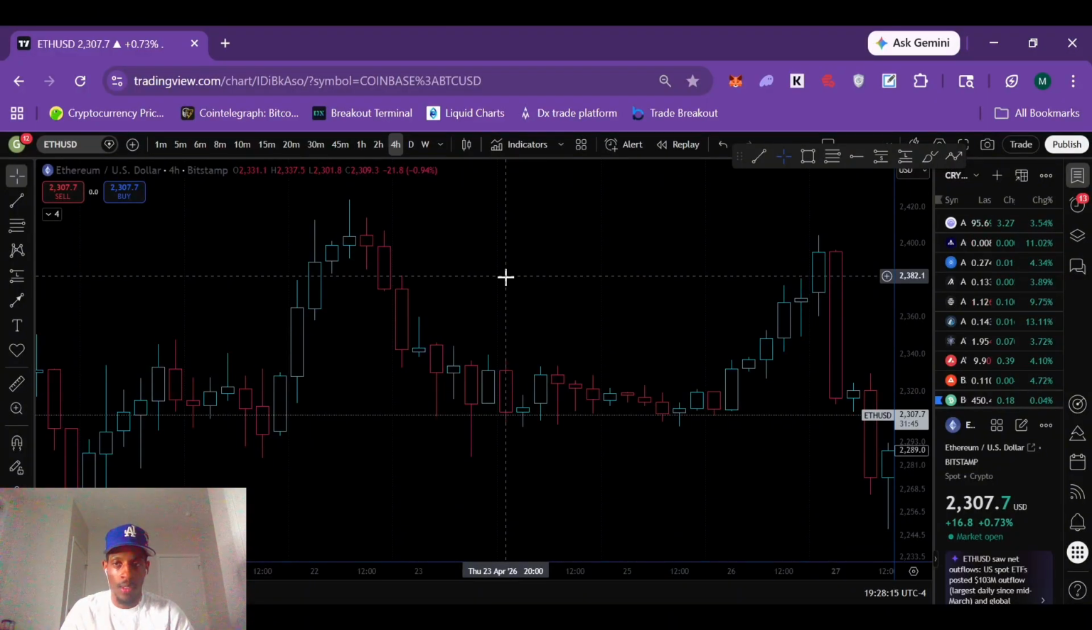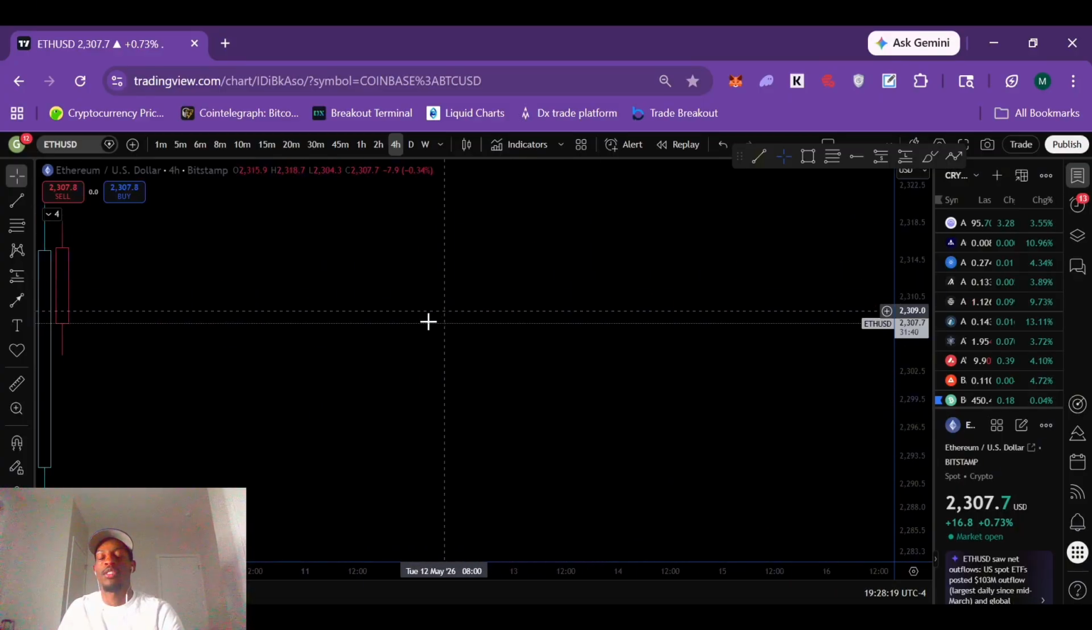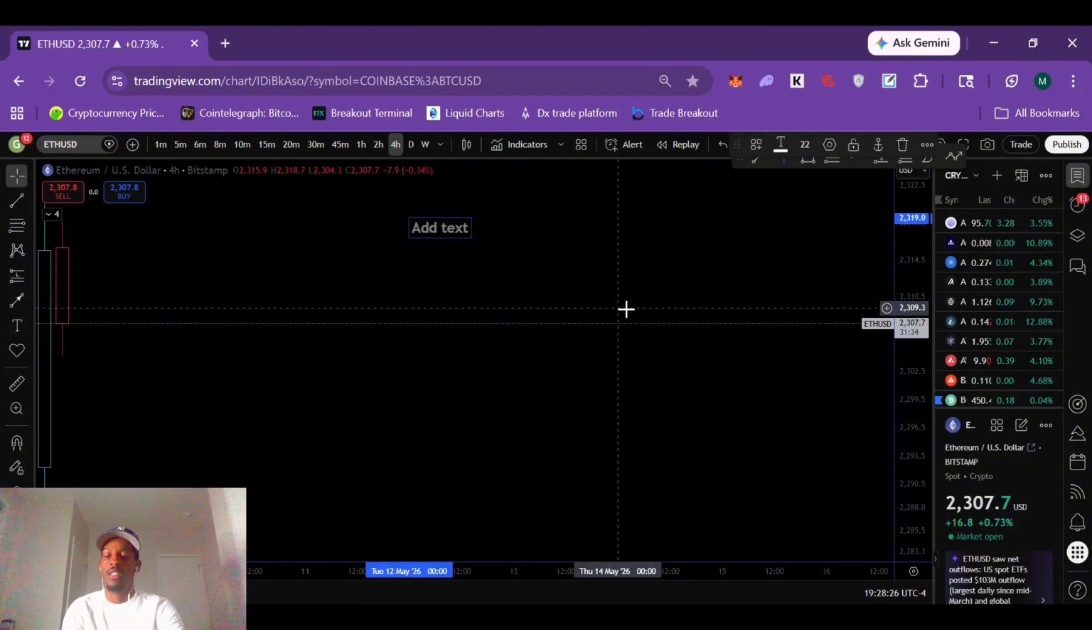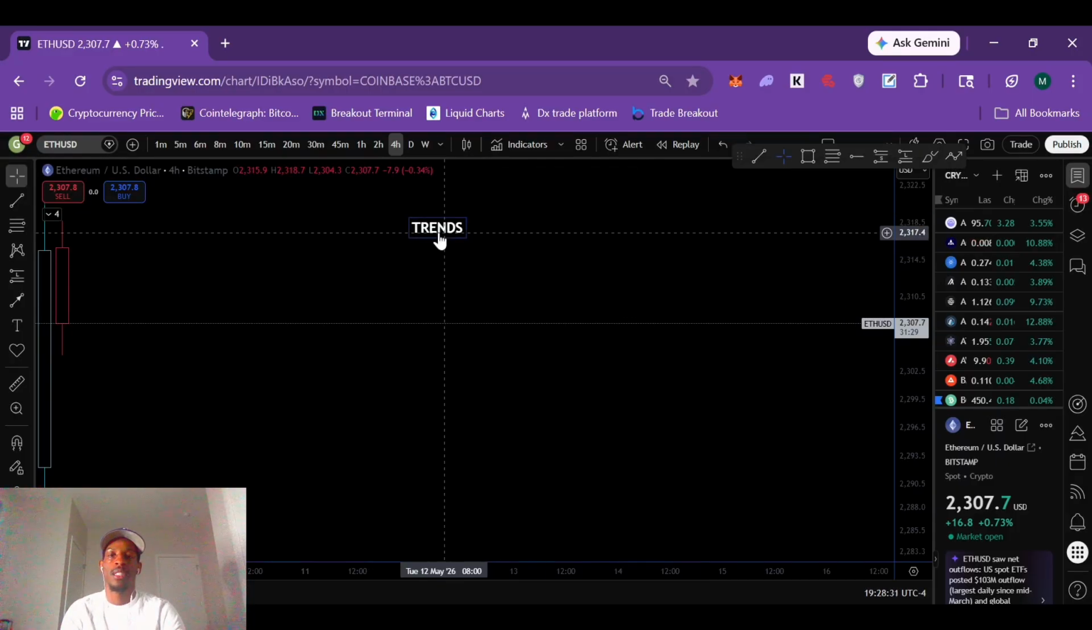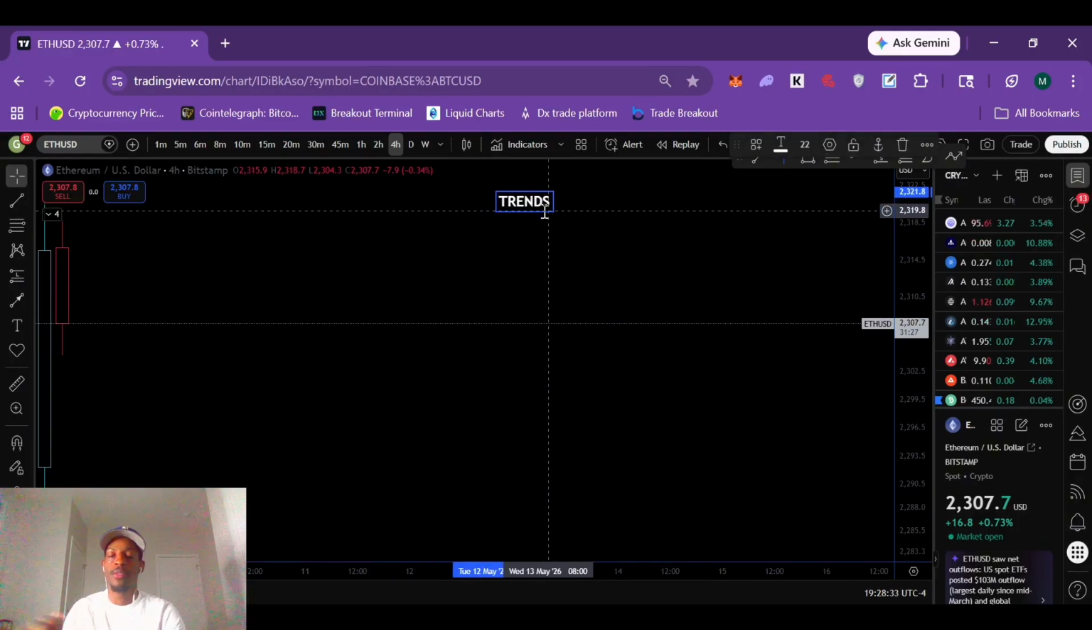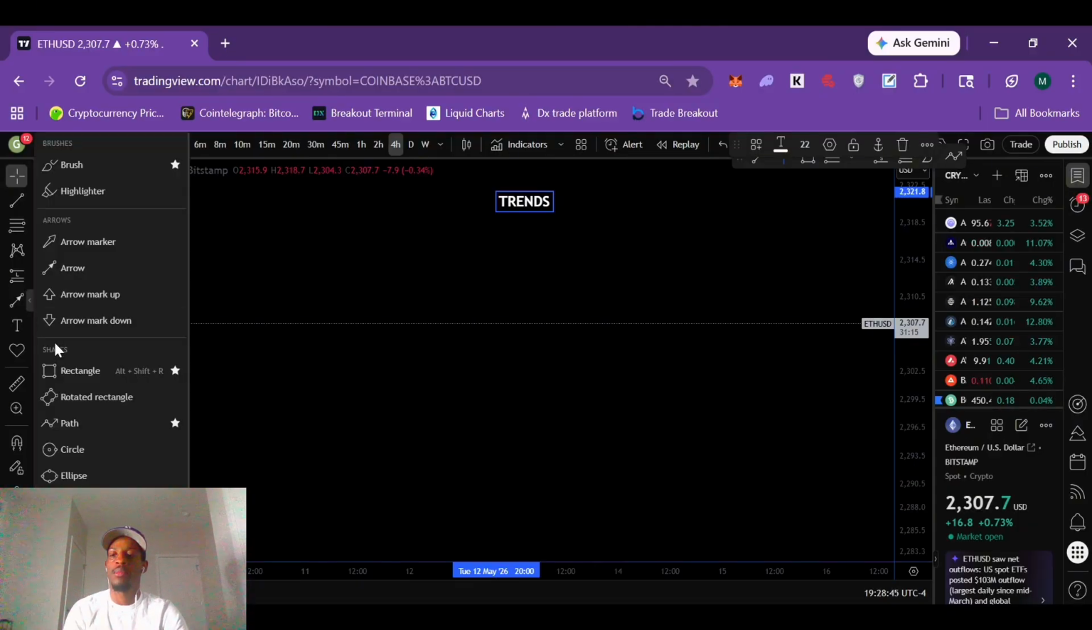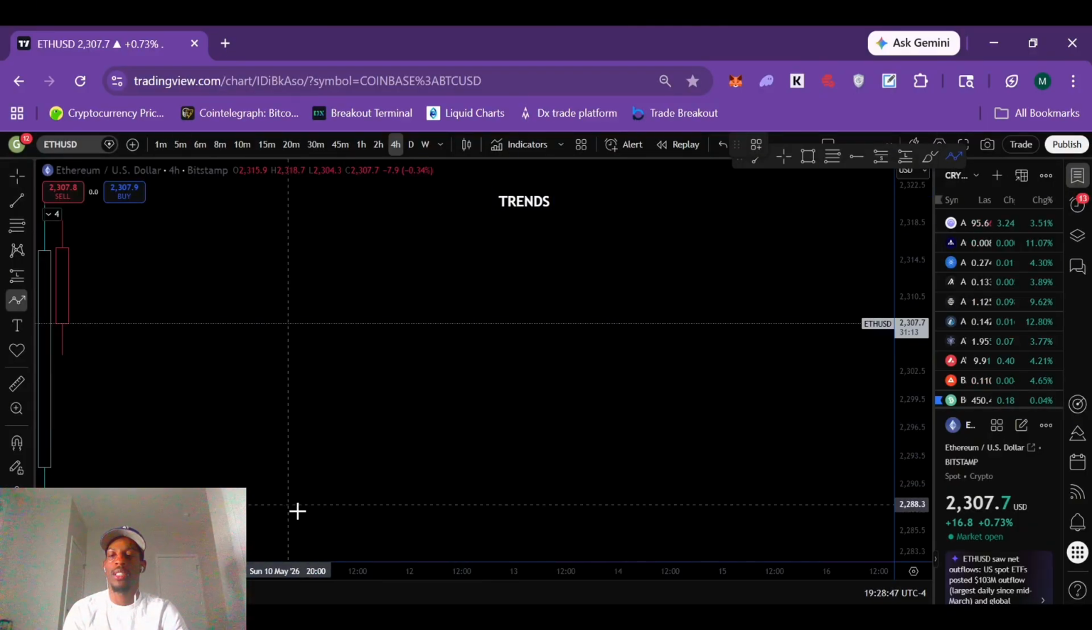Now, when it comes to trading as well, we have these concepts here, right? We have trends, and then we have support and resistance, right? So we're going to start off with trends. So what is a trend? A trend is basically how the market is moving, all right? So the market can move in 3 different ways. It can move in an uptrend, it can move in a downtrend, and it can move in consolidation. So I'm going to start off with an uptrend.